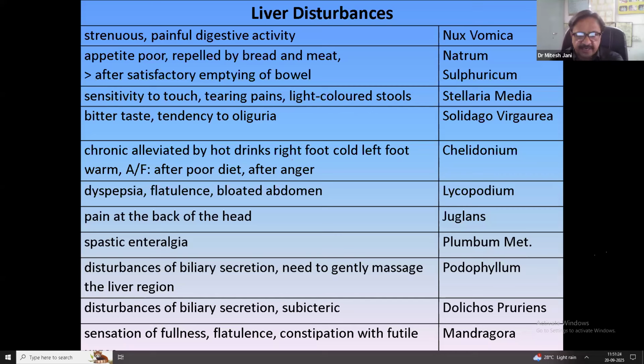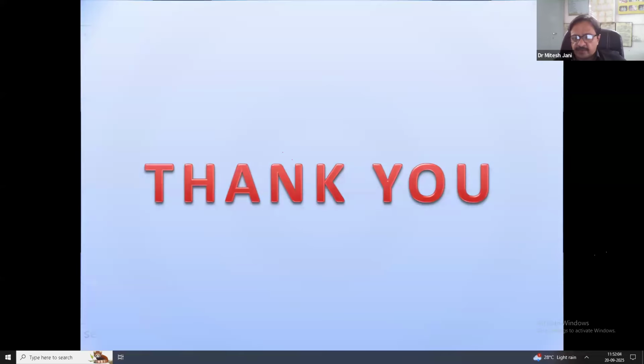Dyspepsia, flatulence, bloated abdomen, poor digestion: Lycopodium. Pain at the back of the head: Juglans. Spastic enteralgia: Plumbum met. Disturbances of biliary secretion, need to gently massage the liver: Podophyllum. Disturbances of biliary secretion, subicteric: that is Dolichos. Sensation of fullness, flatulence, constipation with futile urging: Mandragora. So, thank you very much.